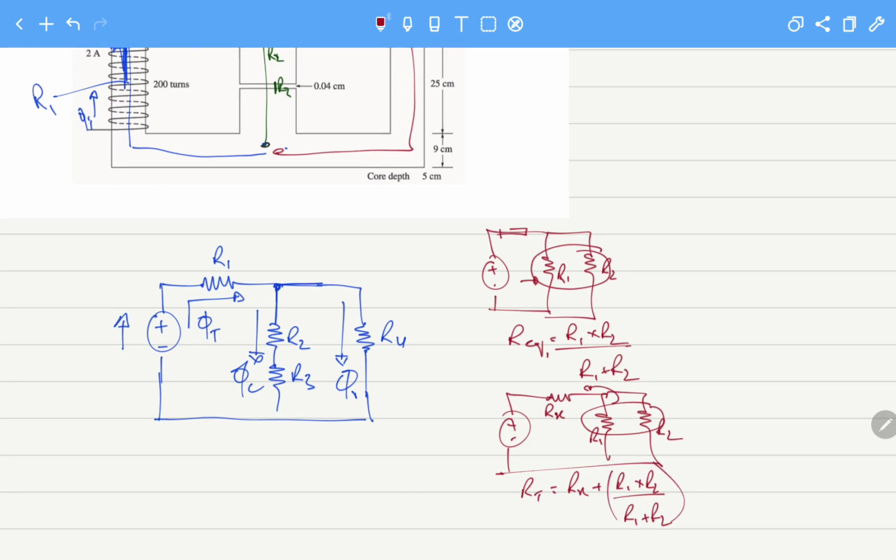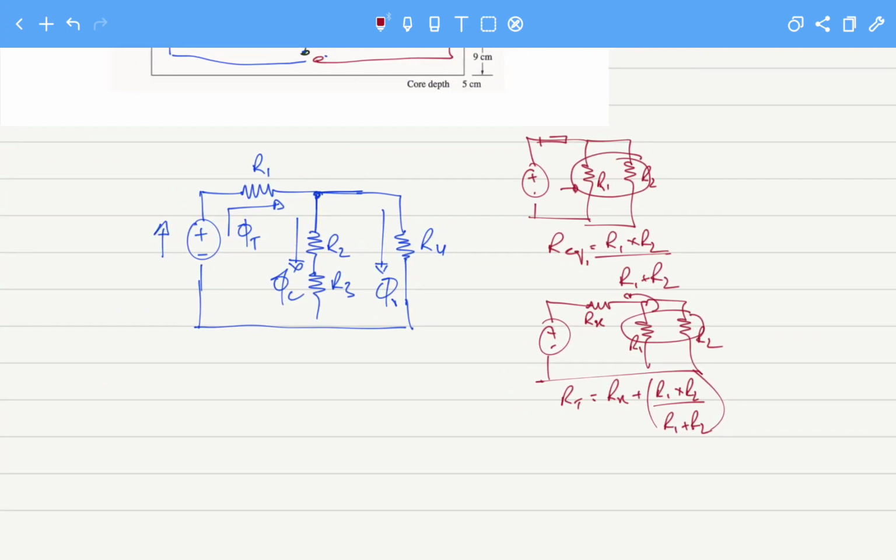So to calculate RT for our circuit, this is actually equal to R1 plus, these two are in series, R2 plus R3, into R4, divided by R2 plus R3 plus R4. This is how we can calculate the value for RT. Now once we have RT, we can calculate the total flux and all the other fluxes.